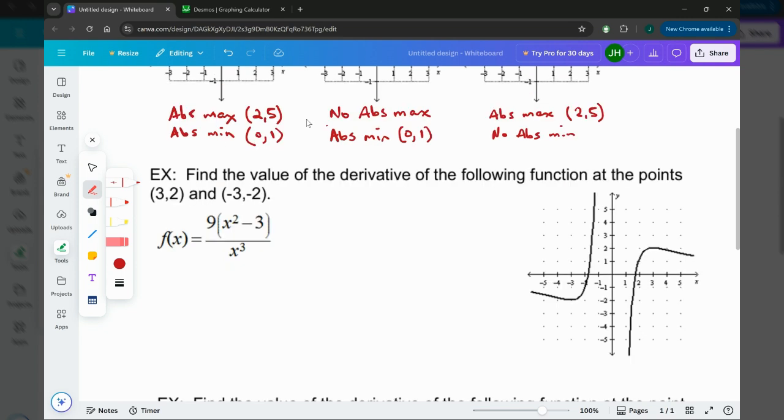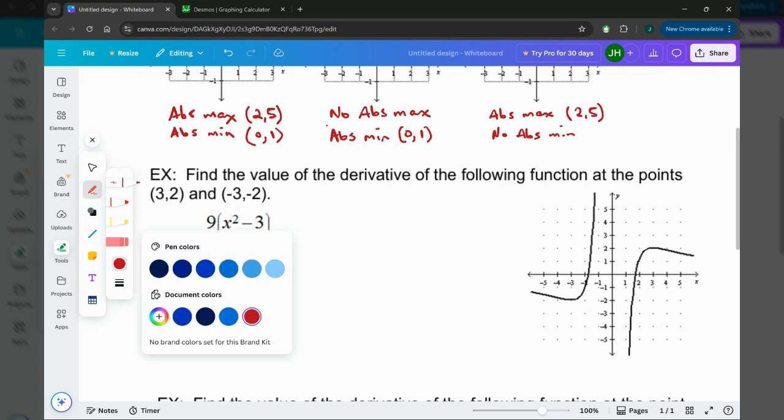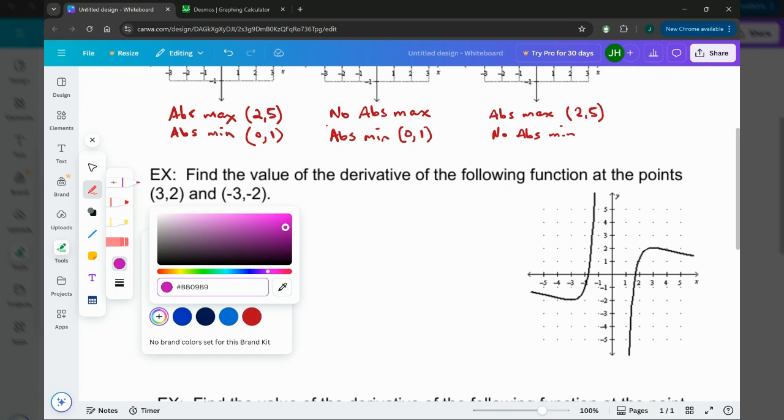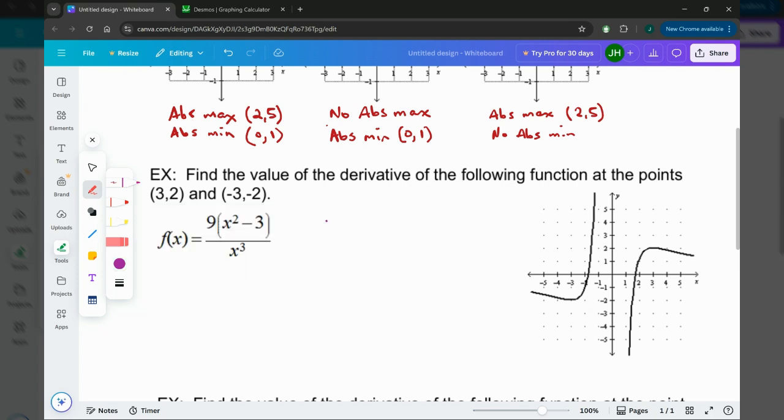Now, what we're going to do on these next few problems is we're going to figure out what derivatives at these values are. At 3, 2, and -3, -2, we're going to decide what the value of the derivatives are. Okay, so first of all, let's find the derivative. When I'm working on my derivative here, f of x, first of all, I'm going to simplify this. This would be 9x squared over x cubed. And then it would be -27 over x cubed.